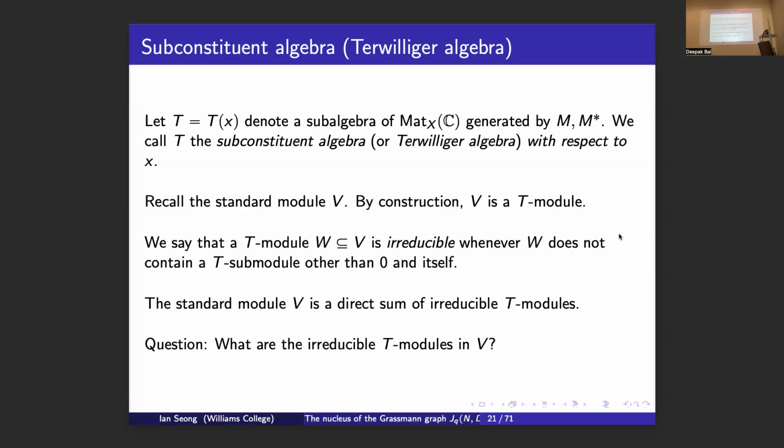Okay, so we just defined the irreducibility of a T module. Just like in Maschke's theorem, it's a fact that the standard module V is actually a direct sum of the irreducible T modules. Here's a question: how do we actually classify, or how do we visualize, the irreducible T modules in V?